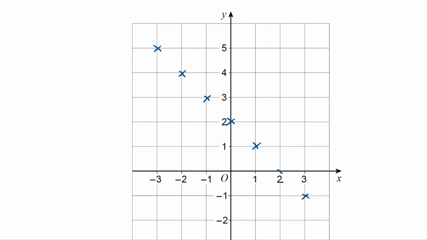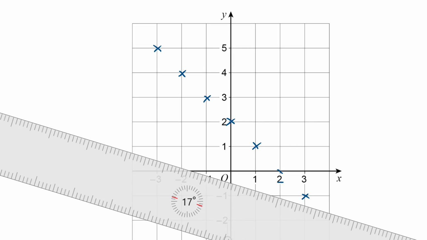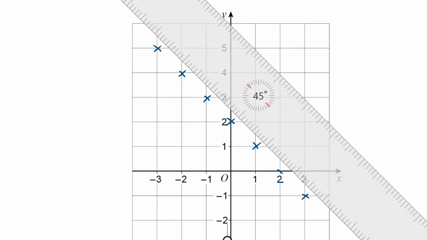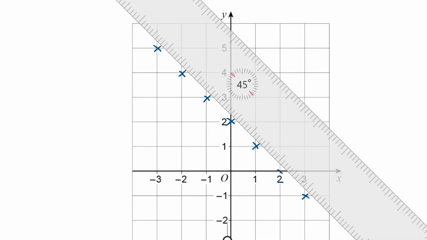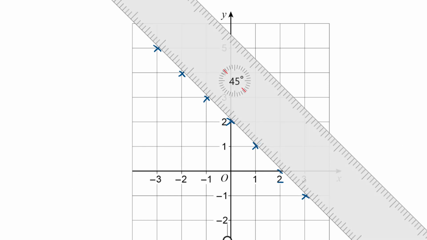And notice they're all in a nice straight line. It was a linear function, so you'd expect it to be in a straight line. If it wasn't a straight line, you should be asking yourself some questions. Okay, so now they are all in a nice straight line. Let's pull up a ruler and let's join them up.